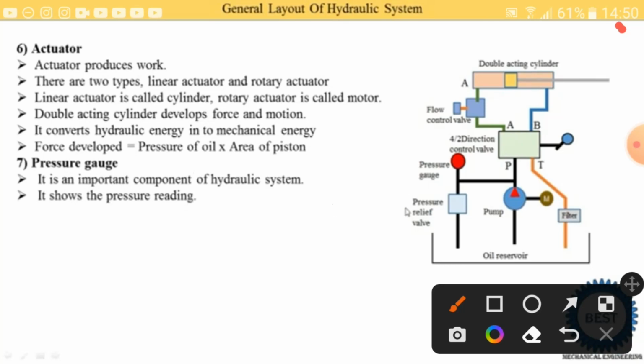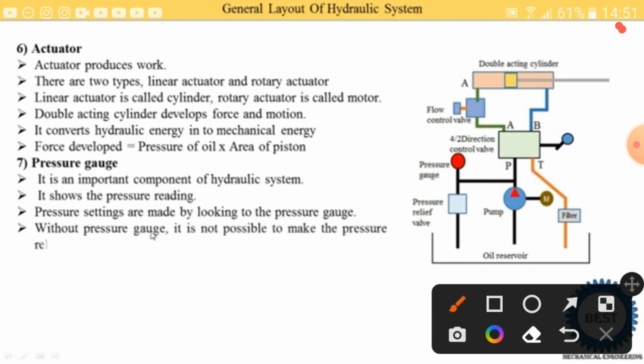Without measuring the pressure, the pressure relief valve cannot operate. And if the pressure increases, there are chances of the system collapsing, or damage, or leakage being created inside the system. So the most important thing is to maintain the pressure inside any hydraulic system. Pressure settings are made by looking at the pressure gauge. Without a pressure gauge, it is not possible to make the pressure relief valve setting and the unloading valve settings. The pressure relief valve requires sensing of the pressure, and this sensing is done using the pressure gauge. That's why the pressure gauge is most important.